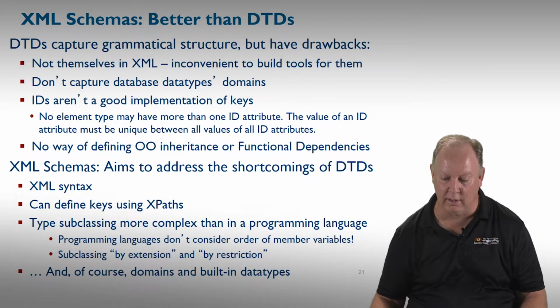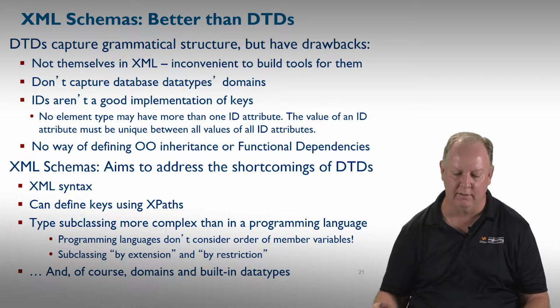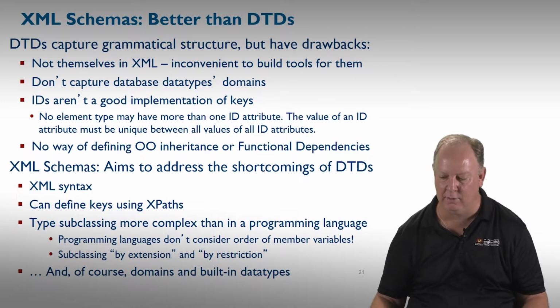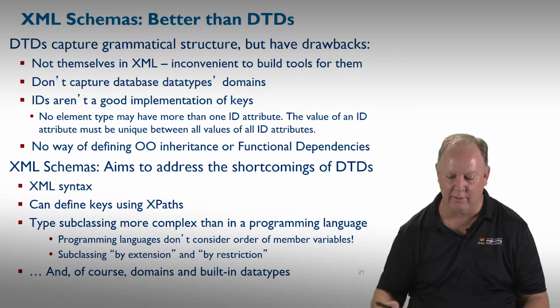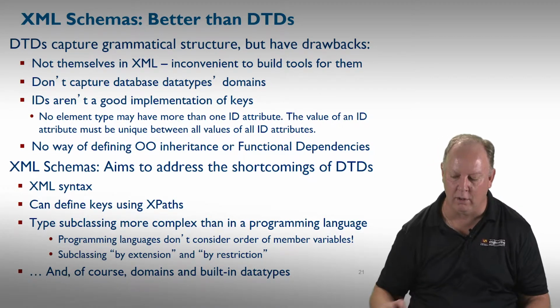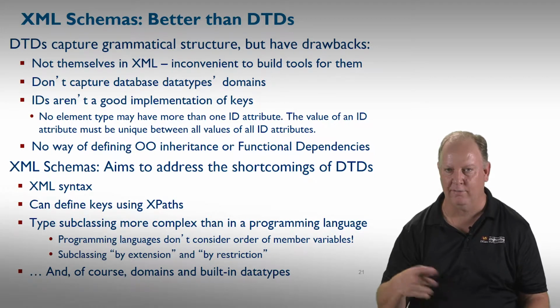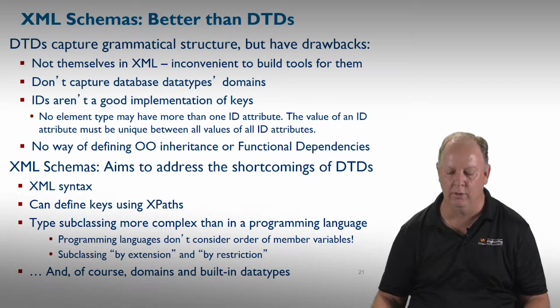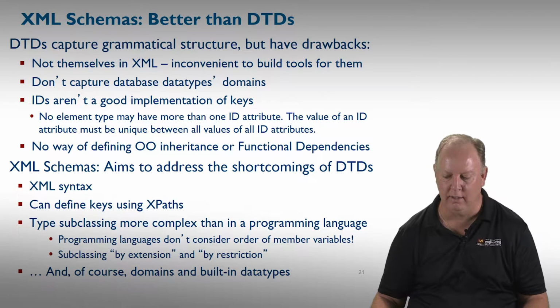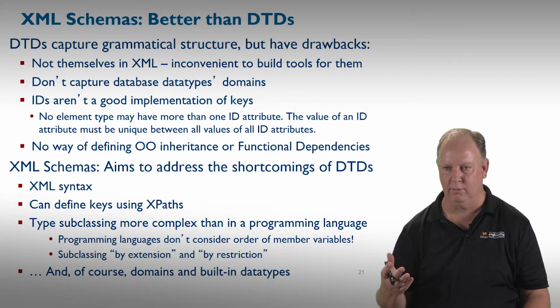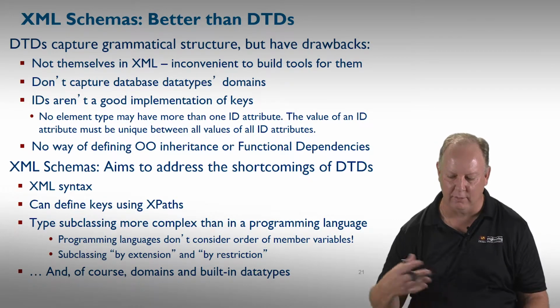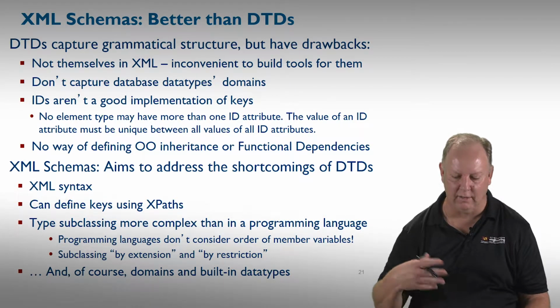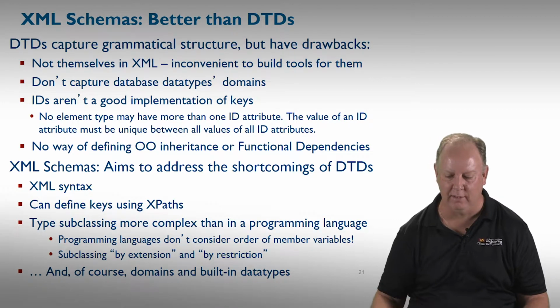The ID fields aren't a good implementation of keys. So we saw an ID attribute there, I should say. And it says no element type may have more than one ID attribute. So the value of an ID attribute must be unique among all values of all ID attributes. So you have to be very careful across all possible values. You really need a notion of a GUID, a globally unique identifier, in your DTD. And in relational databases and functional dependencies, we talk about things like super keys and candidate keys and having more than one key for a piece of data, but you can't define that in a DTD.